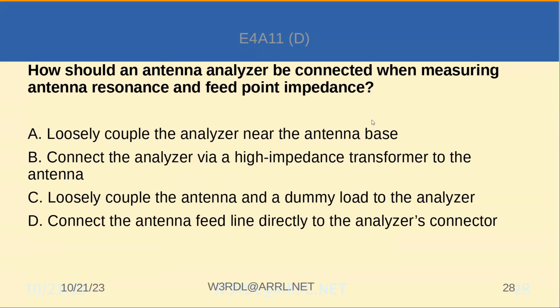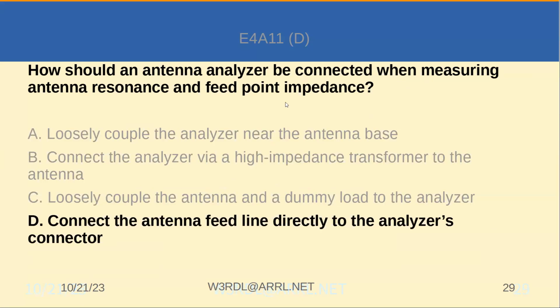How should an antenna analyzer be connected when measuring antenna resonance and feed point impedance? Delta. Directly to the connector.